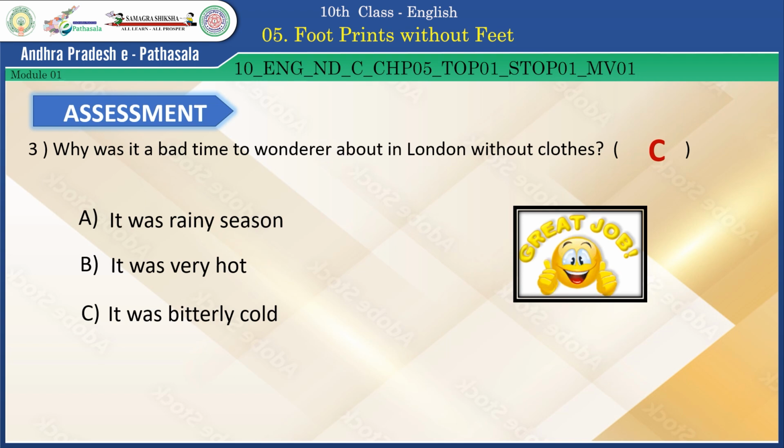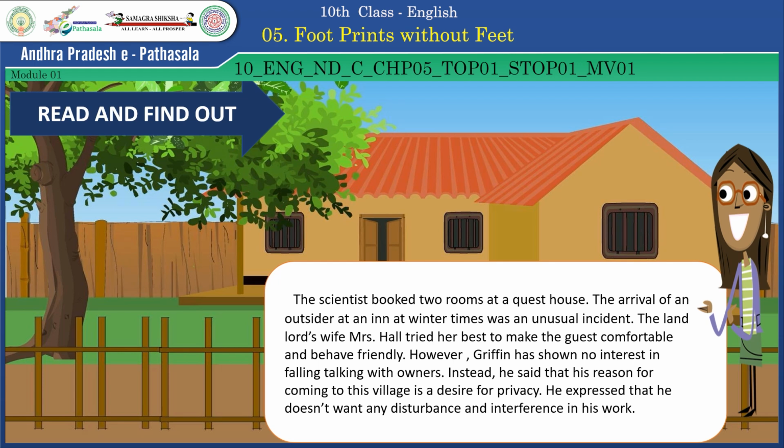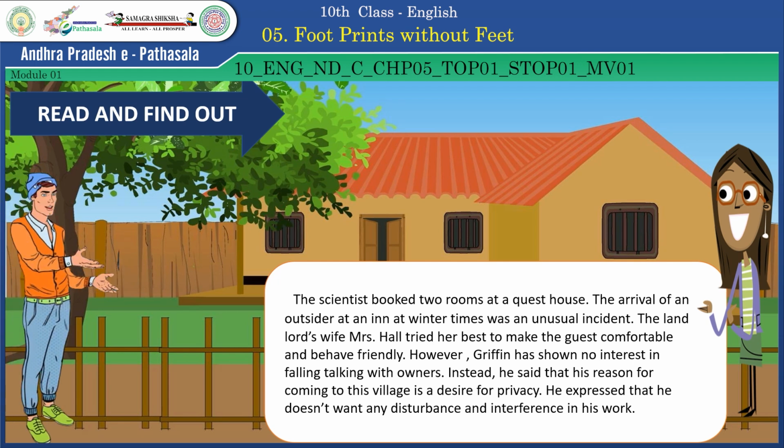Okay, children. Again, we turn our heads towards reading and find out. Let's go. The scientist booked two rooms at a guest house. The arrival of an outsider at an inn in winter time was an unusual incident. The landlord's wife, Mistress Hall, tried her best to make the guest comfortable and behaved in a friendly way.